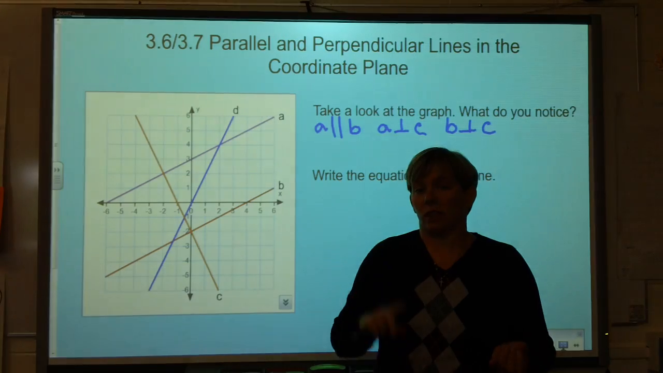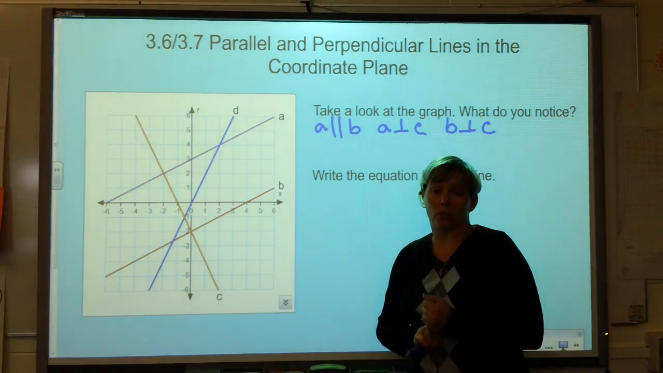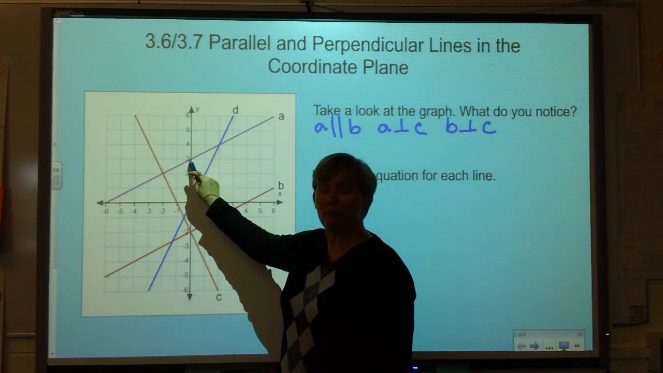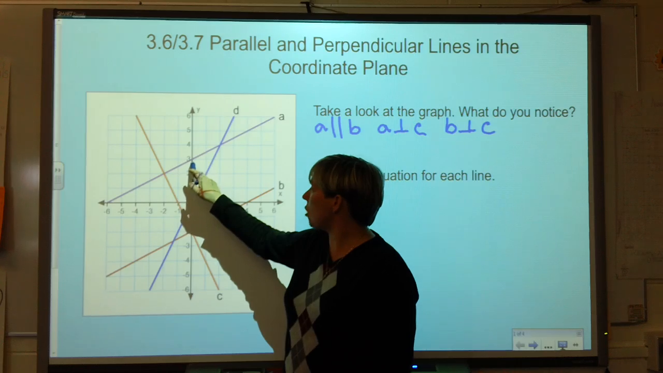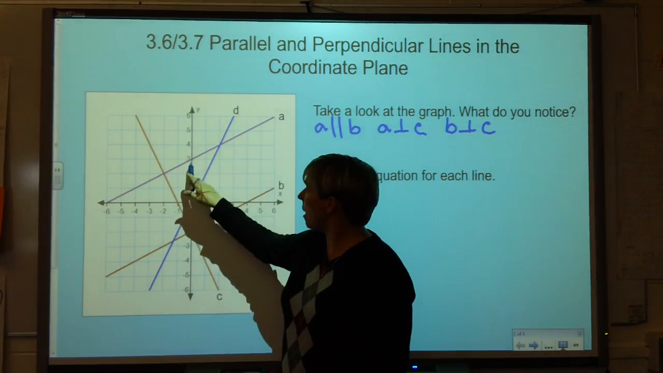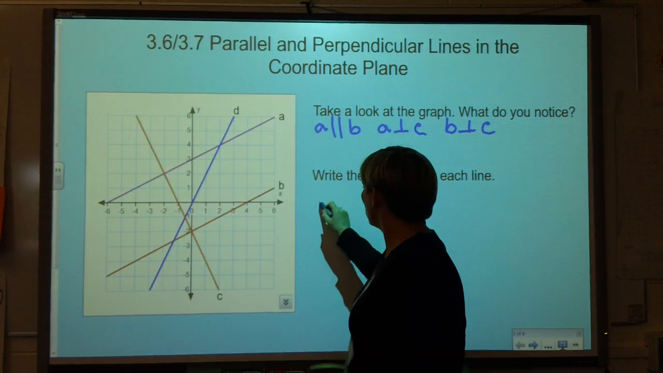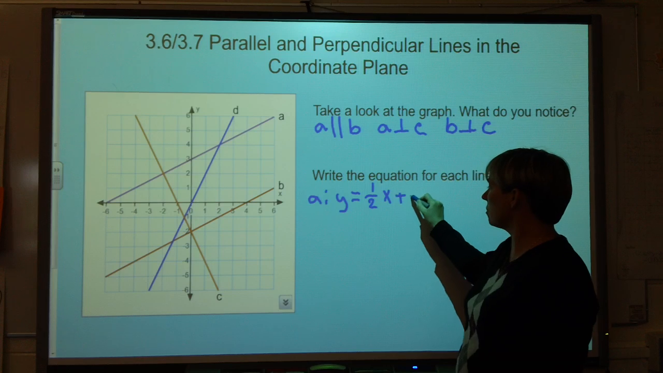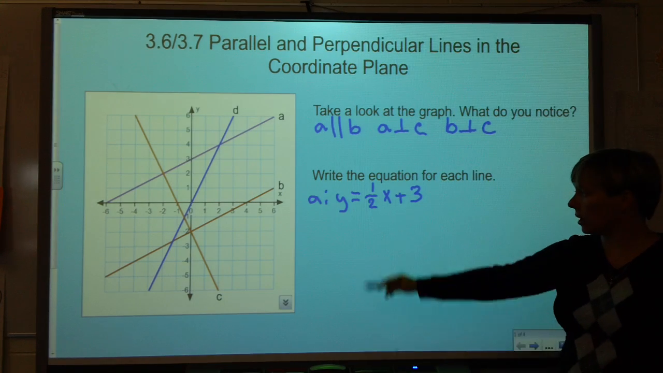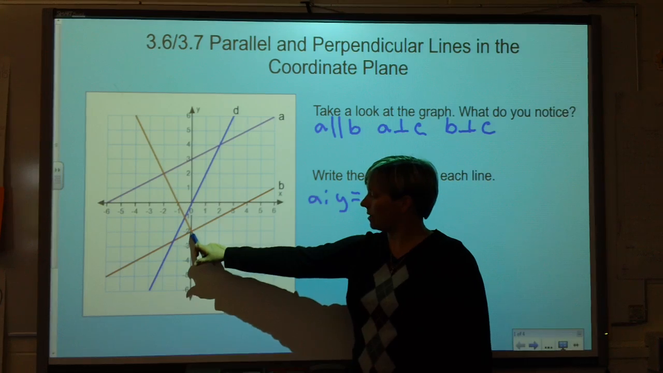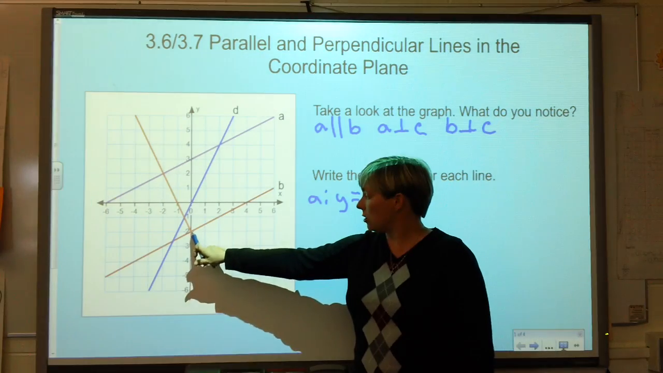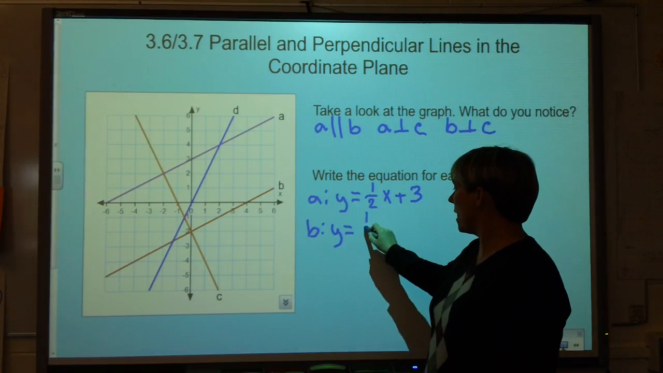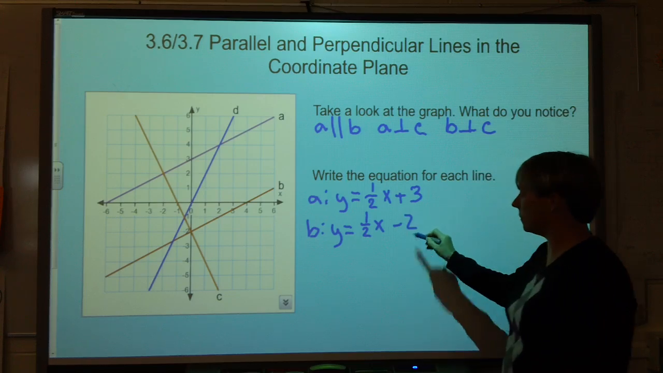If we're writing equations of lines, we need equations in slope-intercept form. We need two things, the slope and the y-intercept. So if I'm looking at A, I already see on the graph my y-intercept is 3, and my slope I can count as 1 up, 2 over, or 1/2. So for A, my equation is y equals 1/2 x plus 3. When I look at B, I can see a y-intercept of -2 and a slope again of 1/2. So when I write my equation, I have y equals 1/2 x minus 2.